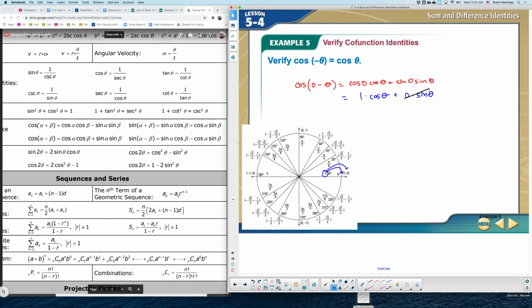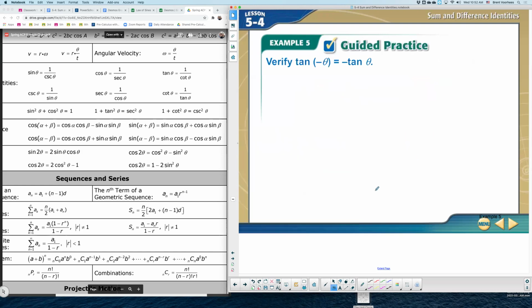Well, 0 times anything is nothing. So basically we find out this equals cosine theta. And so we verified that this is true. So I used right there the sum and difference identity. That's actually the difference identity, I should say. It's the cosine difference identity. And then right here, I did a little algebra. Those are my steps to prove that was true. Now I have one for you to try.